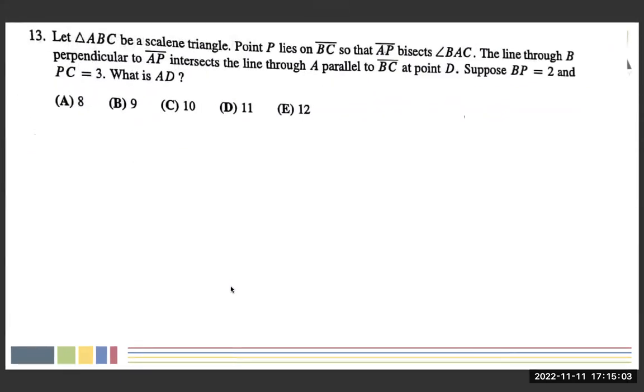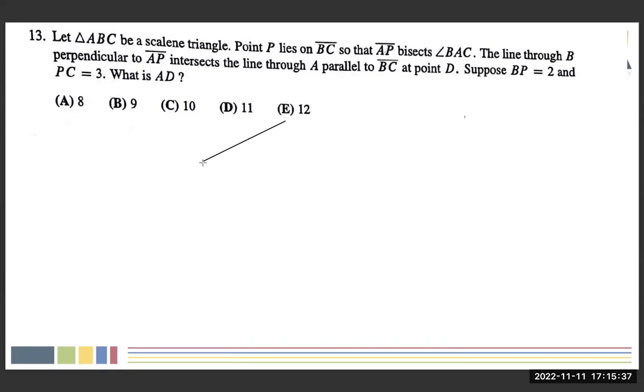Okay, this is AMC 10A problem 13. Let ABC be a scalene triangle. Point P lies on BC so that AP bisects angle BAC. The line through B perpendicular to AP intersects the line through A parallel to BC at point D. Suppose BP equals 2 and PC equals 3. What is AD? Okay, so let's try to draw this figure.